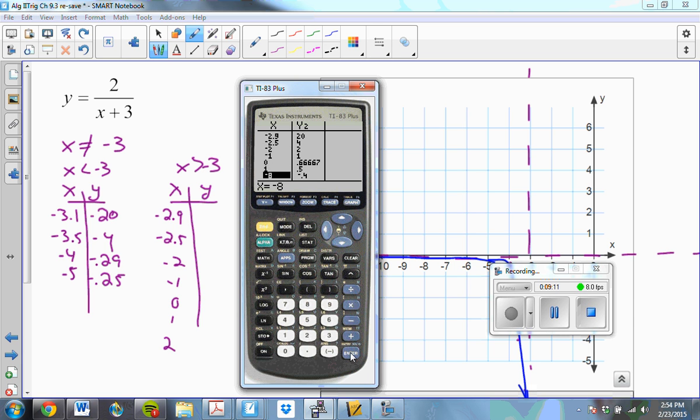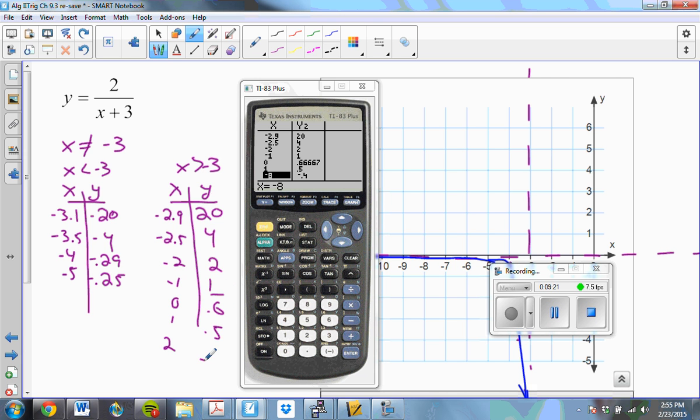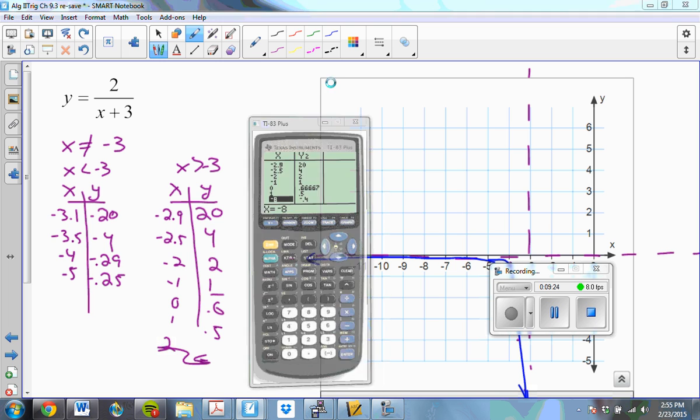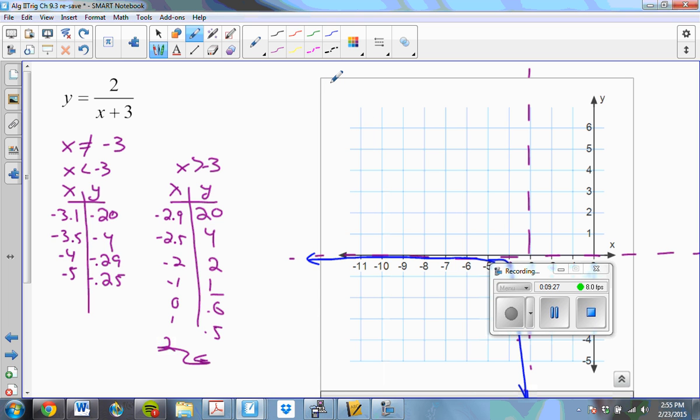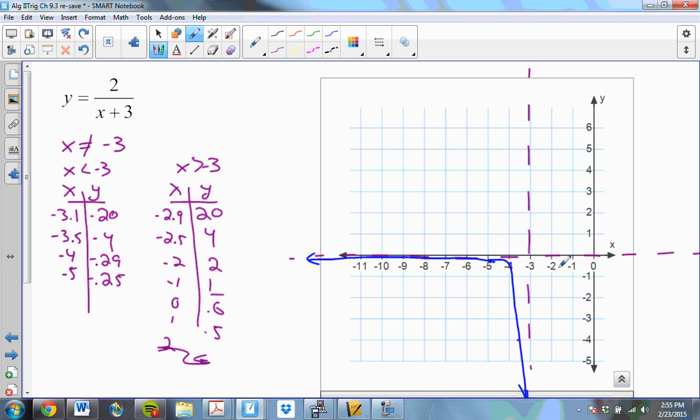-2.9 gives me 20. -2.5 is 4. -2 is 2. -1 is 1. 0 is 0.67, and 1 is 0.5. So this graph has a point -2.9, 20, which I can't fit on here very well, but that's like right up here. -2.5, 4. -2, 2. -1, 1. 0, 0.6. 1, 0.5. Yes, blue, because the last one was in blue, so we'll try that again.